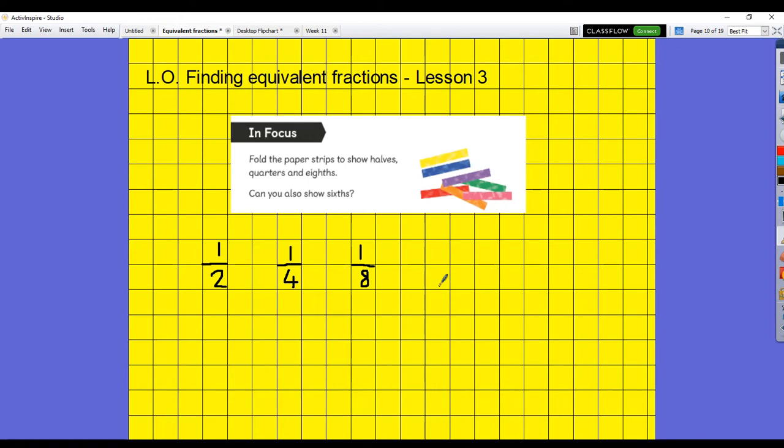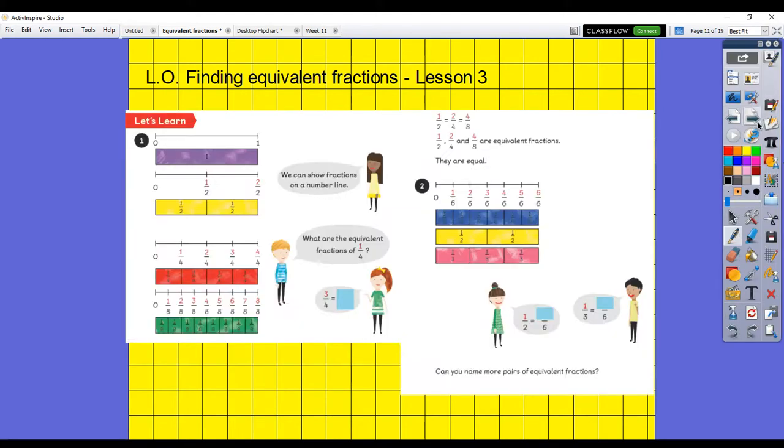So the question is, can you also show 6? So if I wanted to write a sixth as a fraction, I'd write 1/6. Okay? So can we show 6?